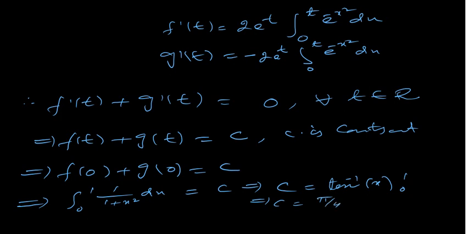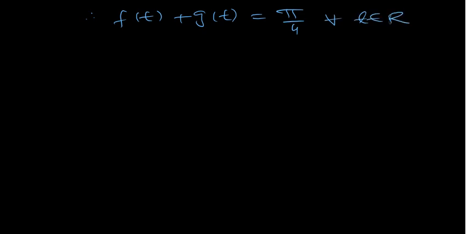So it means that f of t plus g of t is pi by 4, because at 0 it's pi by 4, but it's constant throughout, and at point 0 its value is pi by 4, therefore at every t its value is pi by 4. So f of t plus g of t is equal to pi by 4 for all t belongs to R. This is a very important equation.